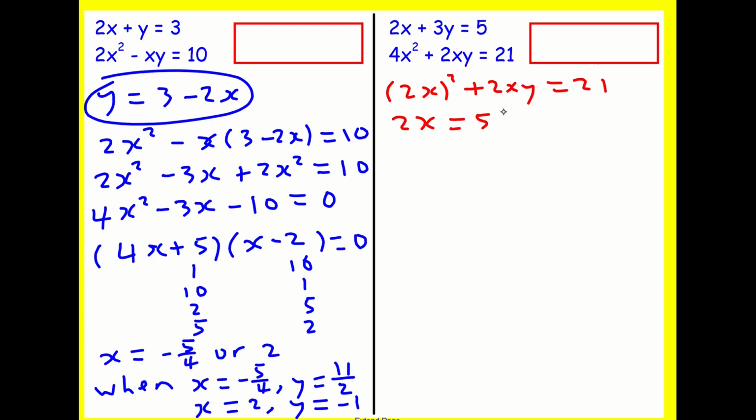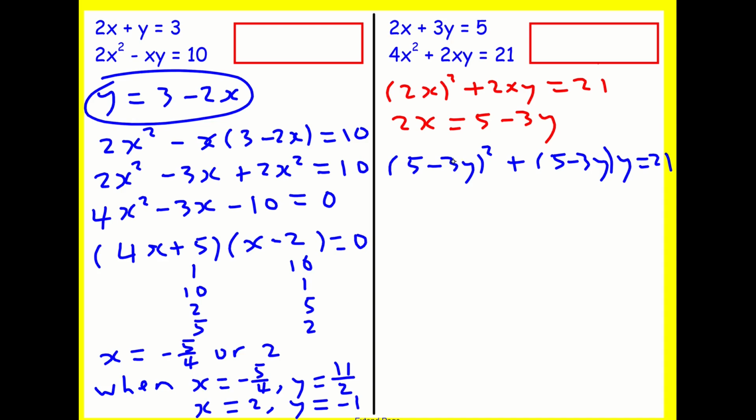2x is equal to 5 minus 3y. Wow, so we can write down that 5 minus 3y all squared plus 5 minus 3y times y is equal to 21. And I've managed to eliminate or get rid of x. I'm careful of using the word eliminate because we're using substitution here. I have eliminated x, and now I've got a quadratic in y that we've got to sort out.